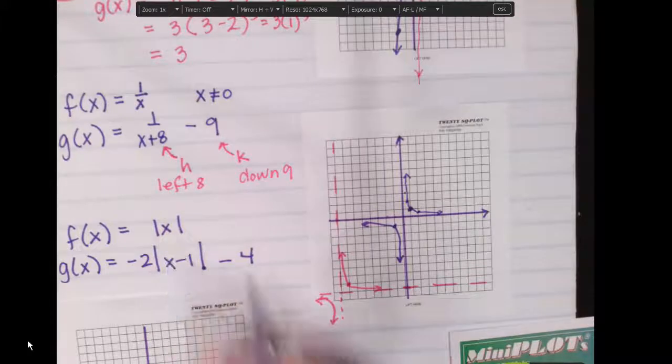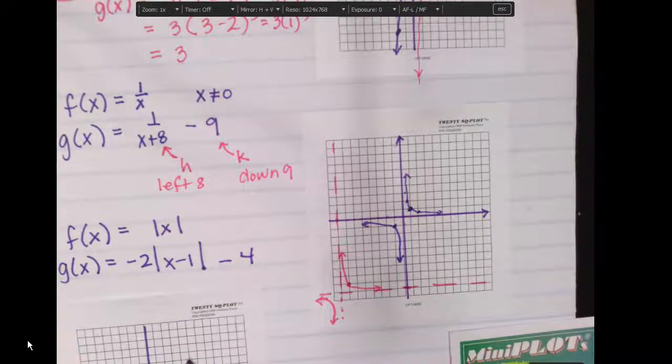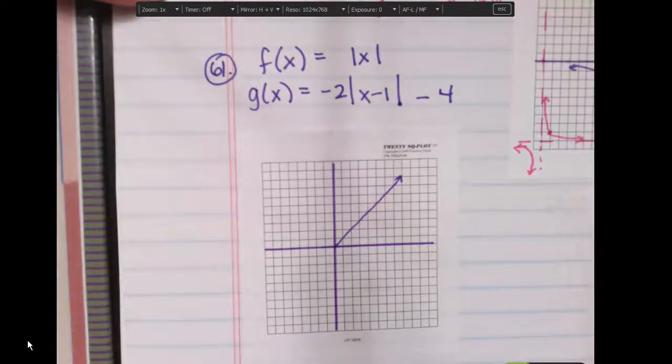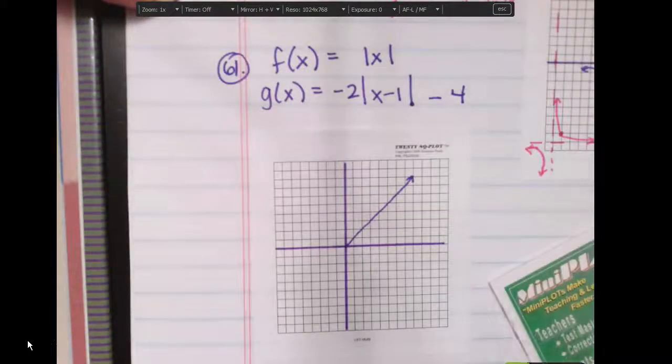Okay, so my original parent function is the absolute value graph, so it has a slope of 1, 1. That would probably help if you could see it. And then let me draw it on this side too.